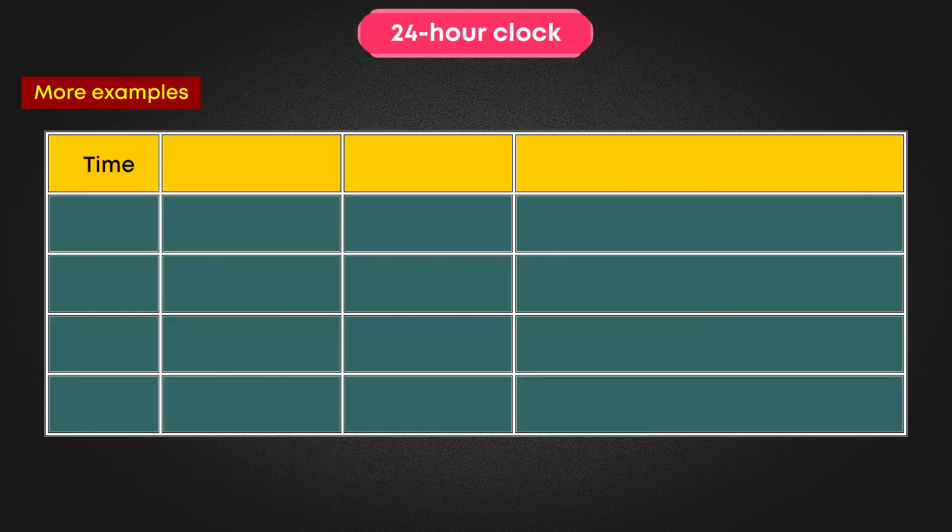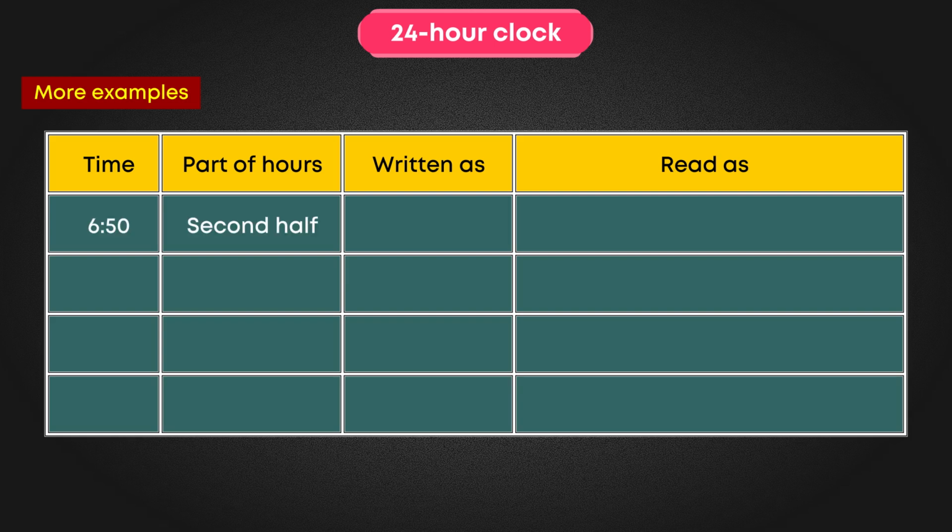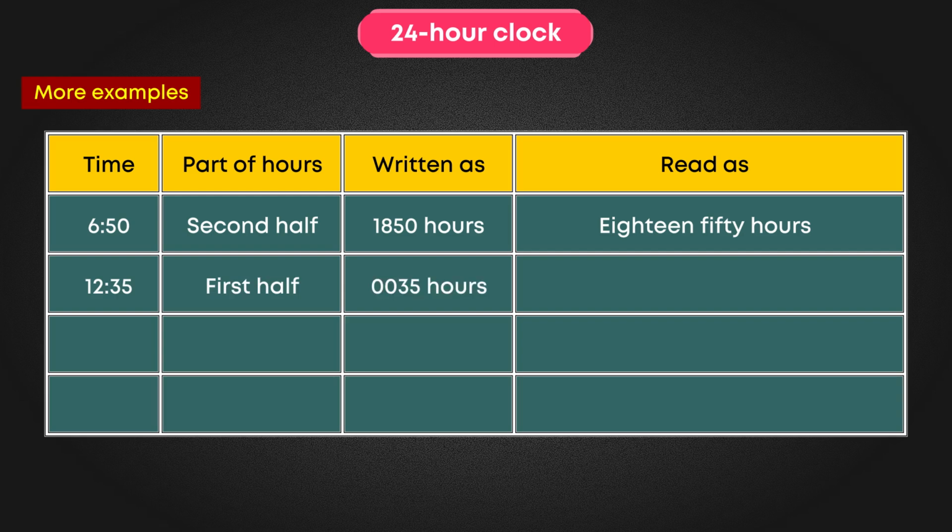More examples. Time. Part of hours. Written as. Read as. 6:50, second half: 1850 hours. 12:35, first half: 0035 hours.